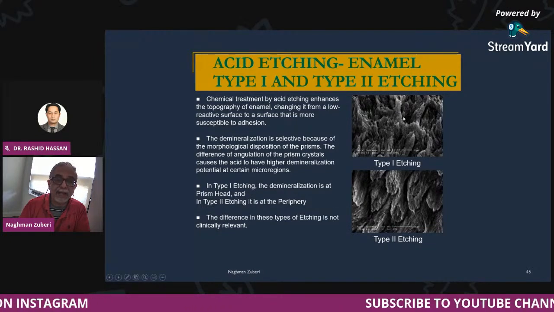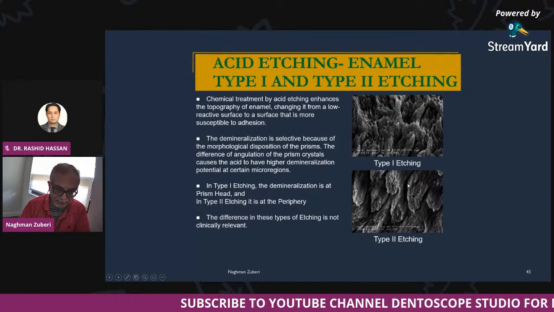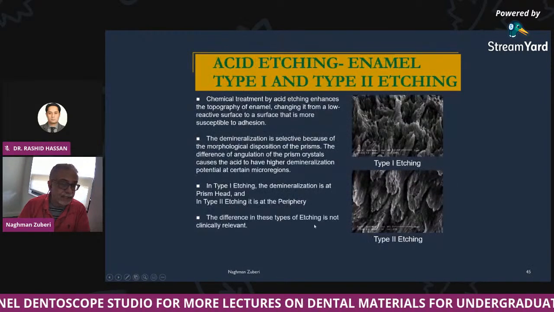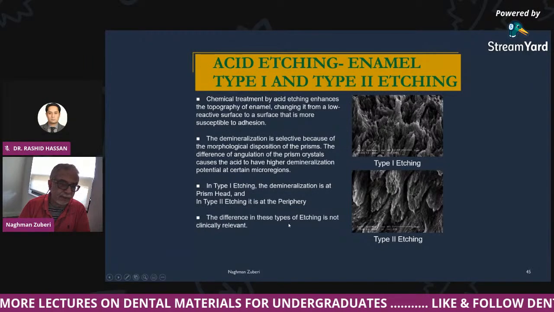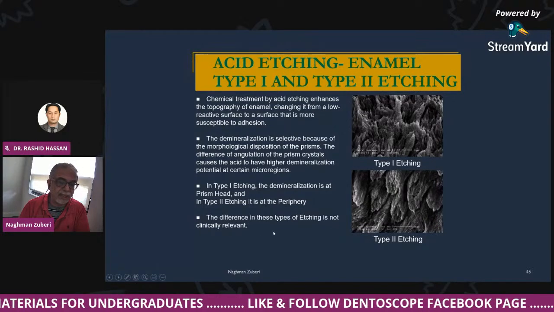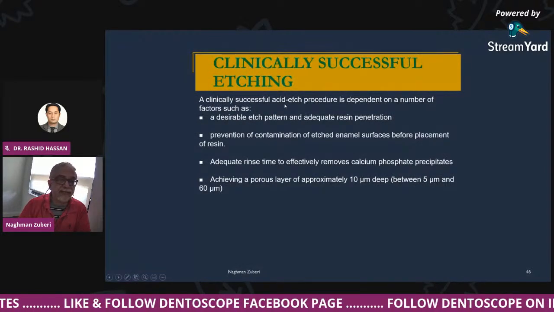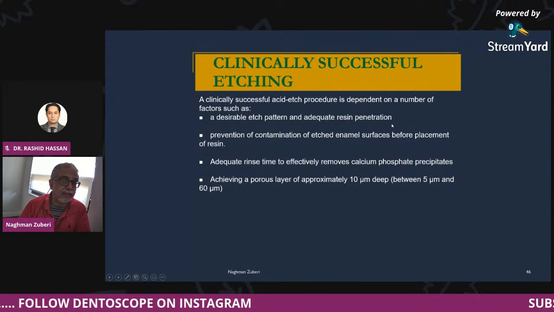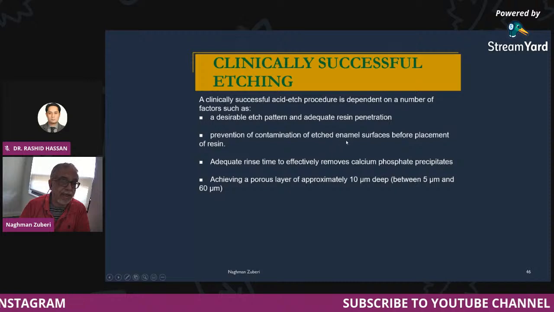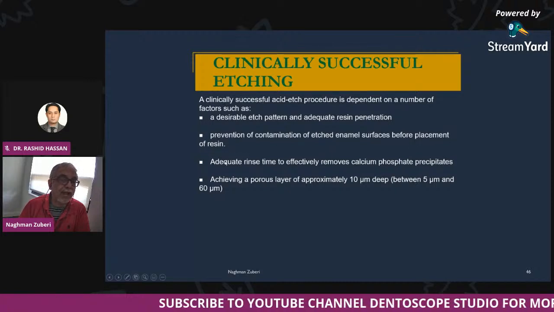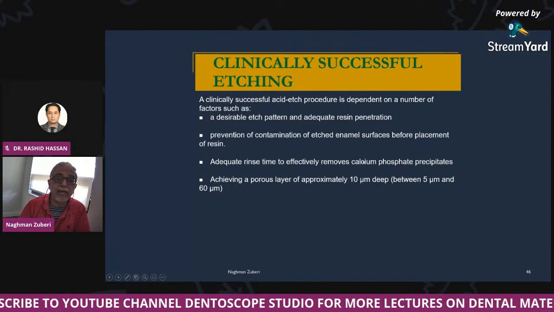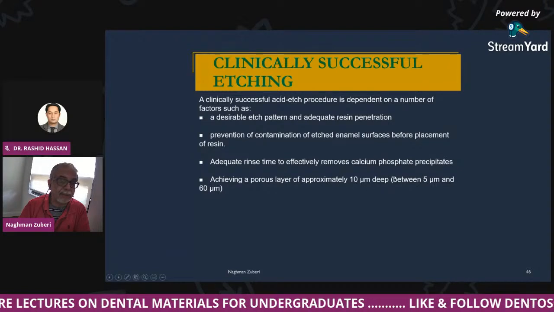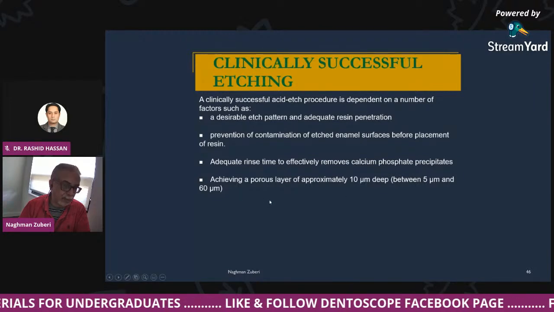So we can see here the prism head is missing, and over here the periphery is missing. One important thing, no matter whether it is type 1 or type 2, both are acceptable, and the difference in these types of etching is not clinically relevant. A clinically successful acid etch procedure is dependent on a number of factors like a desirable etch pattern and adequate resin penetration, prevention of contamination of etched enamel surfaces before placement of resin, adequate rinse time to effectively remove calcium phosphate precipitates, achieving a porous layer of approximately 10 micron deep, between 5 micron and 60 micron.